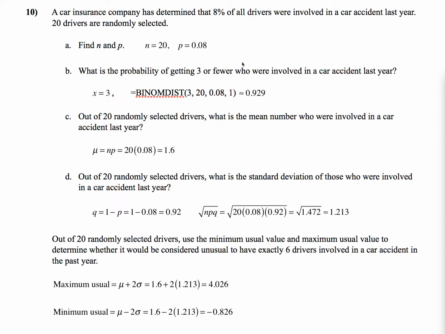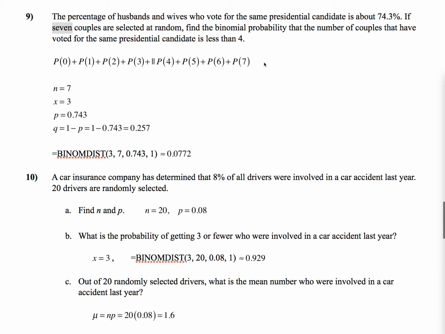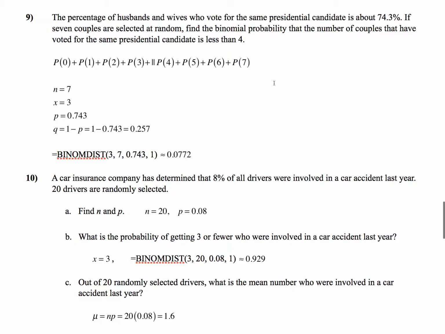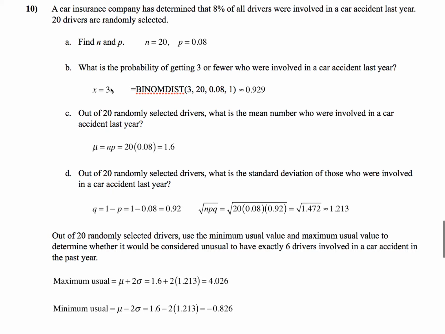What's the probability of having 3 or fewer people who were involved in a car accident last year if we randomly select 20? It says 20 drivers are randomly selected. What is the probability that 3 or fewer were involved in a car accident last year? Well, 3 or fewer is exactly the same thing we did in the prior example. 3 or fewer is 3 or 2 or 1 or 0. 4 is not fewer than 3. So it just so happens we cut this off at the same place, and that makes our X number of successes 3.